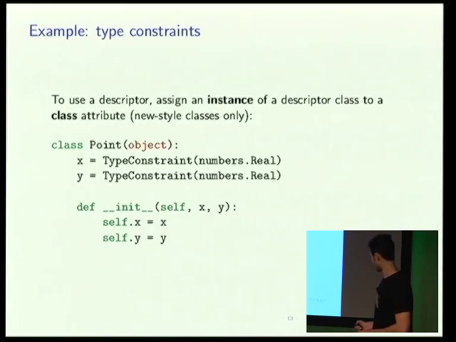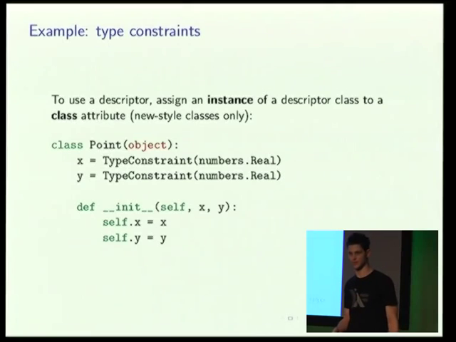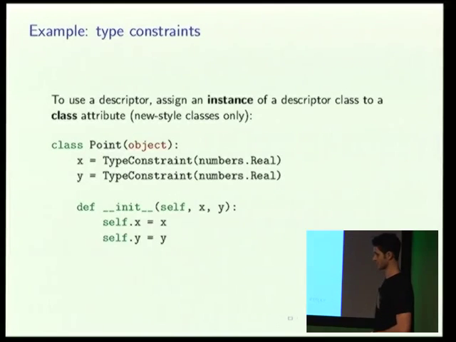Then we have a constructor method that just takes the x and the y and sets self.x equals x, self.y equals y. But if you construct this with a string or a complex number, you're going to get a type error when you construct it, because at this point here, the descriptor's __set__ method is going to be invoked, and it's going to perform that type check. So this is just an example of a fairly simple descriptor and a fairly simple class using that descriptor.